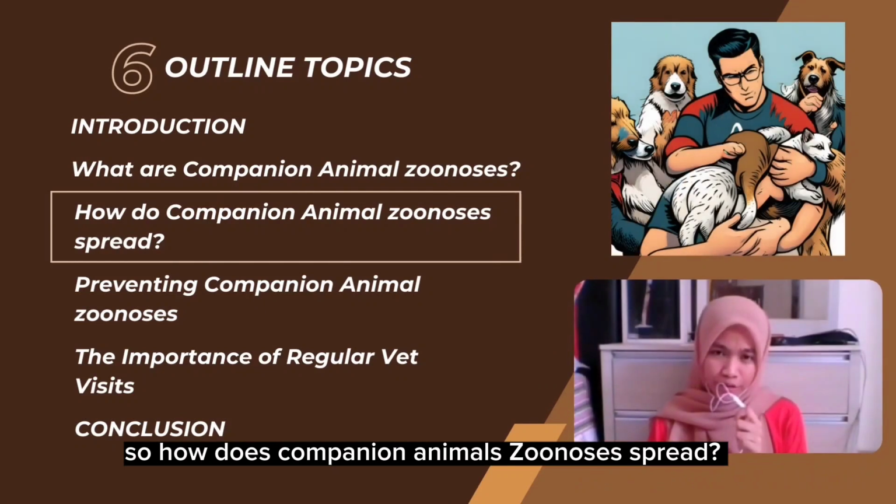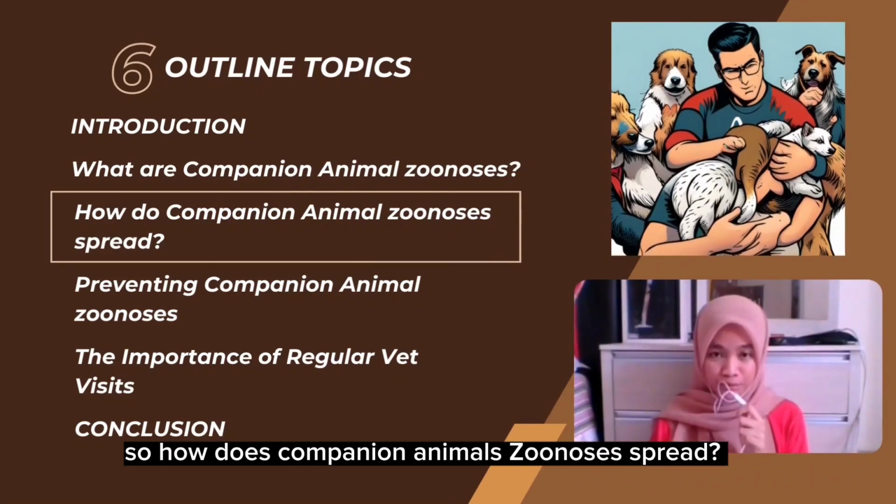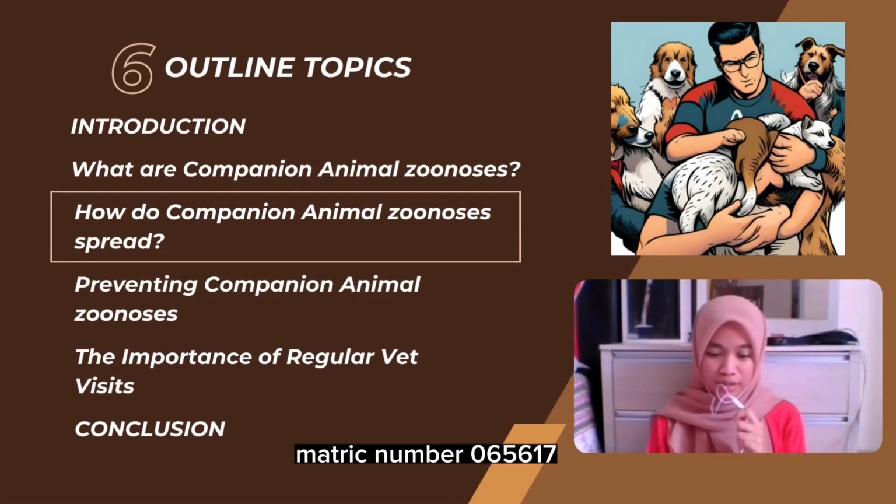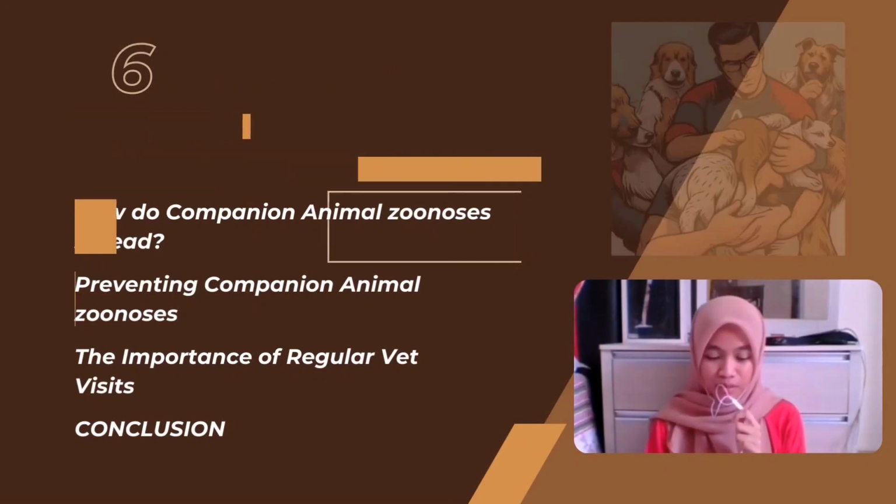So, how does companion animal zoonosis spread? Together with me, FAZLYNA and ZUHARI, metric number 065617, let's discuss about it.